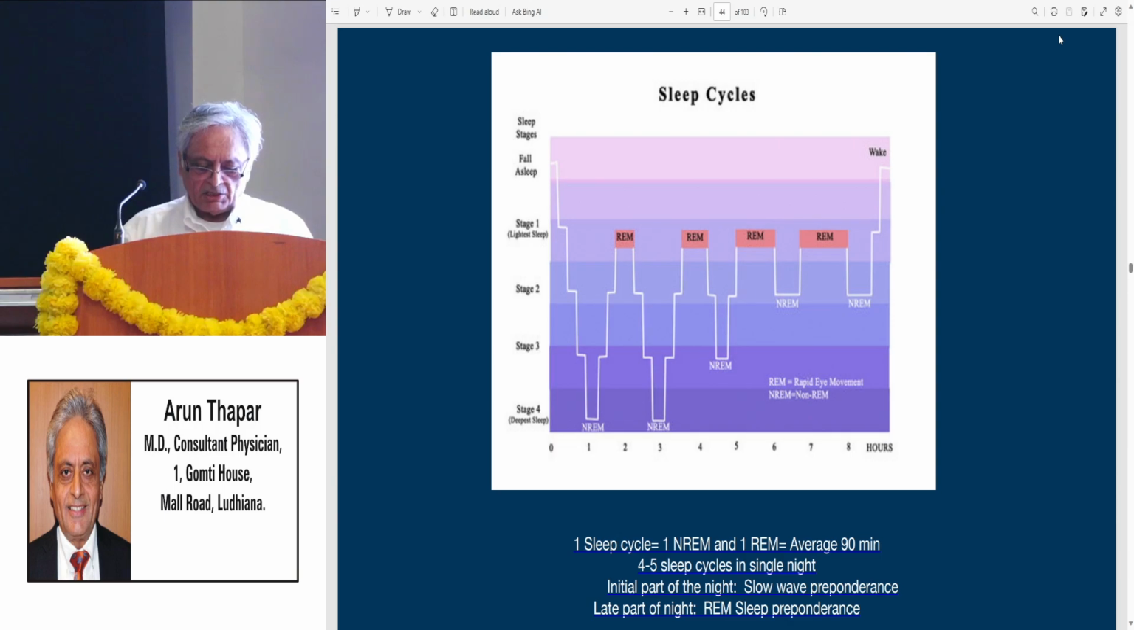You can see the initial part of the night, there's more of NREM, the dips are more. And as the night progresses, you have more of the REM sleep. So in the initial part of the night, there is a slow wave preponderance, and in the later part of the night, the REM sleep preponderance is there. You have more of the REM parts.